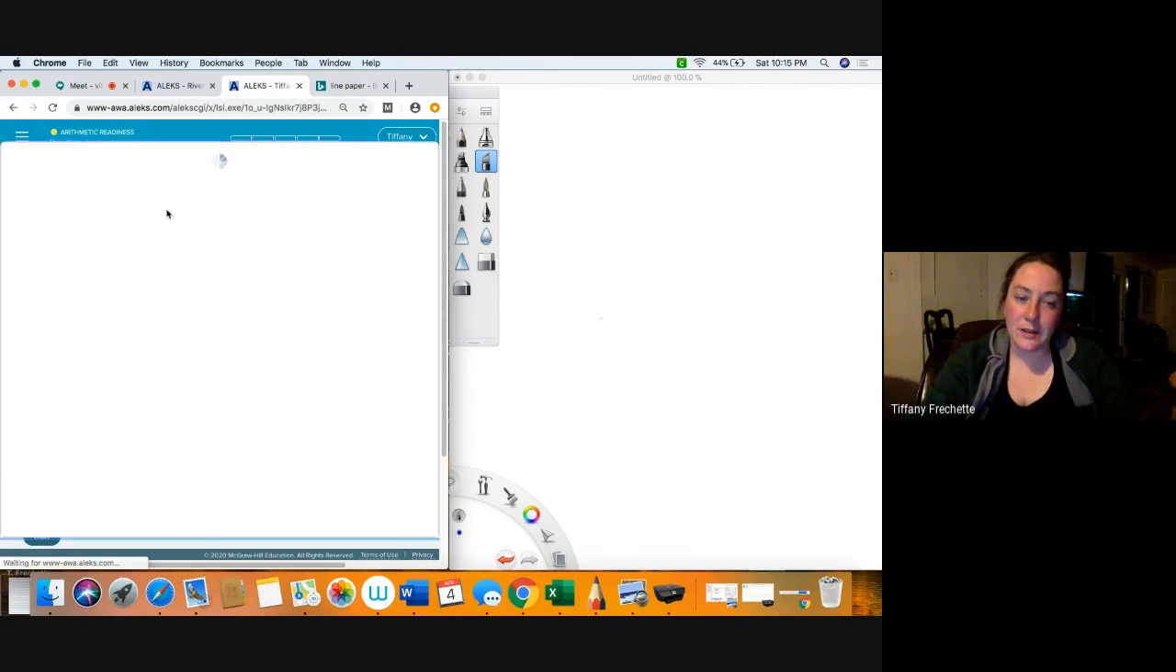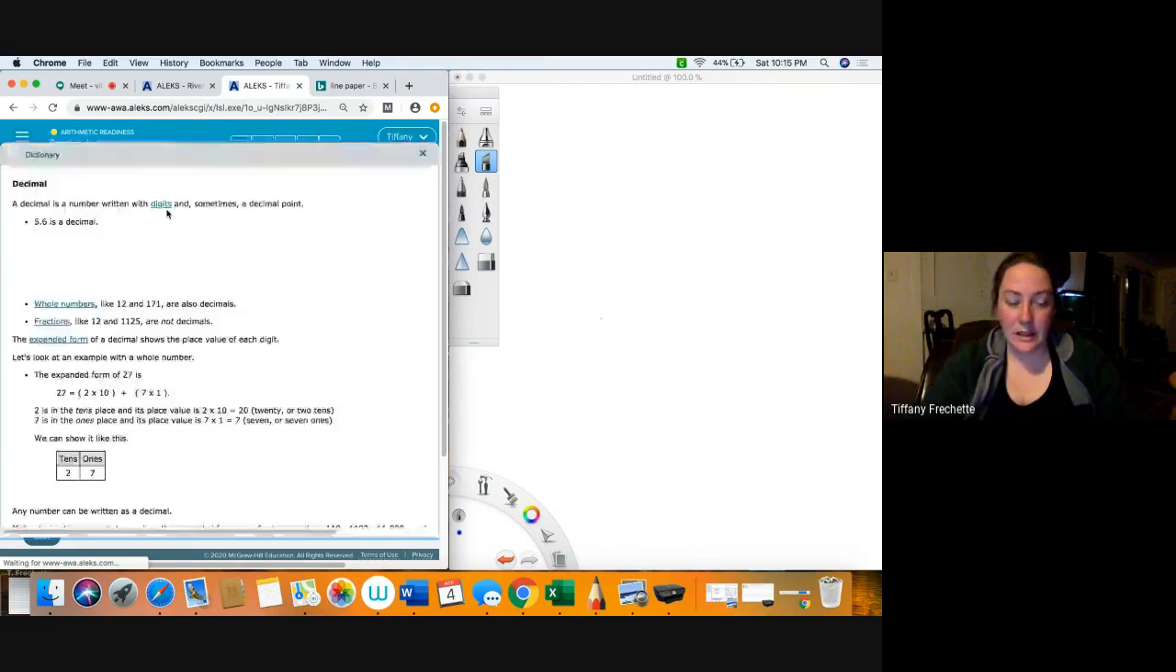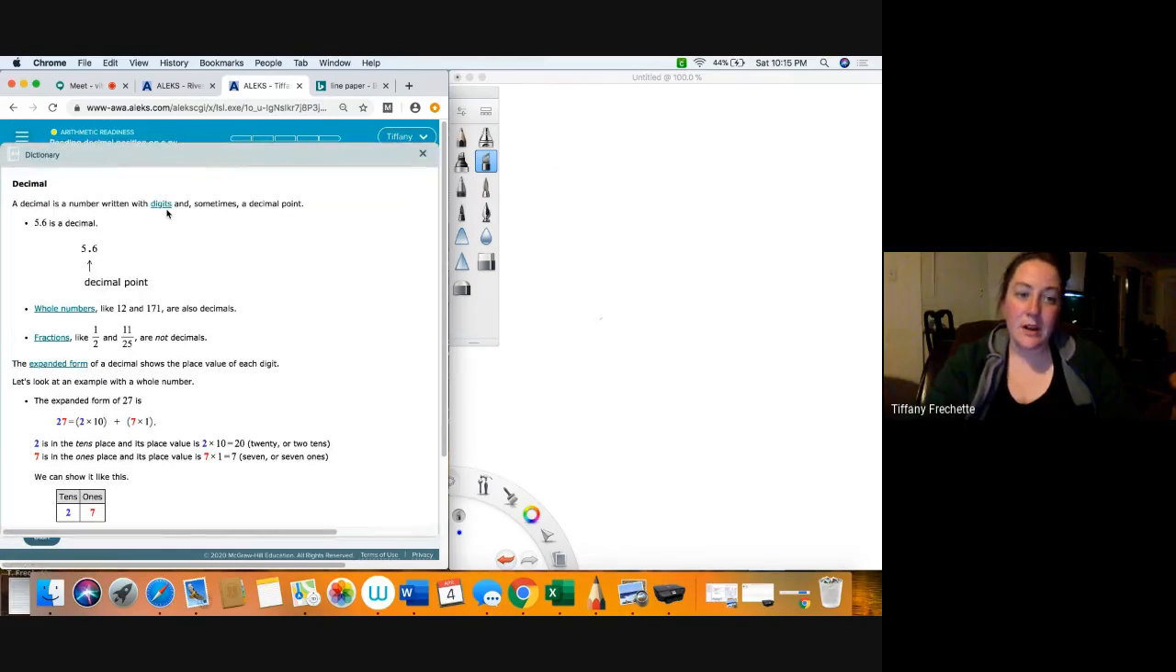So decimal, if you didn't know what it meant, you click on the word decimal. Here it opens a dictionary. Decimal is a number written with digits and sometimes a decimal point. So 5.6 is a decimal. The decimal point is just the point. For whatever reason, some people kind of mix those two definitions up. But the decimal just means it's a number. It's not a whole number. It has pieces of a number in there. That's what the 0.6 represents.